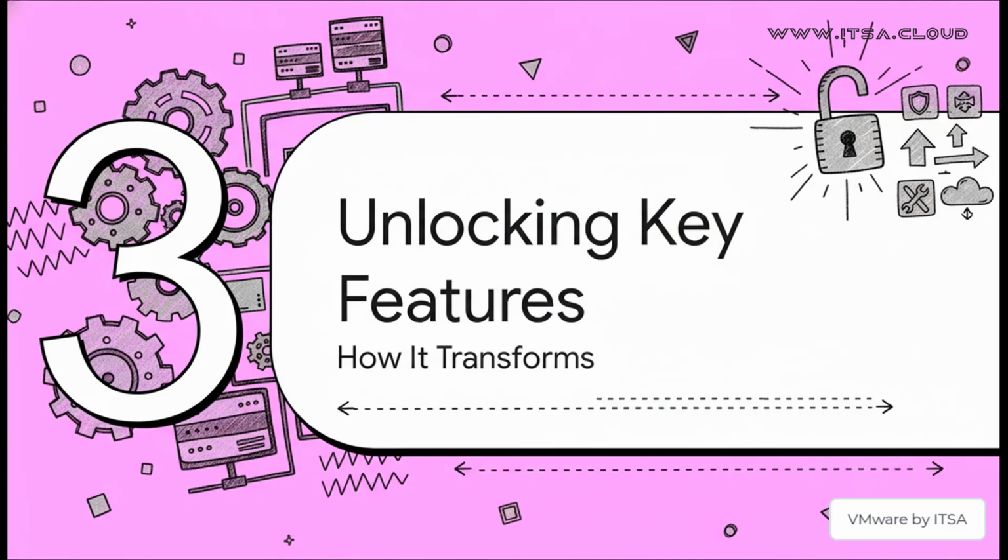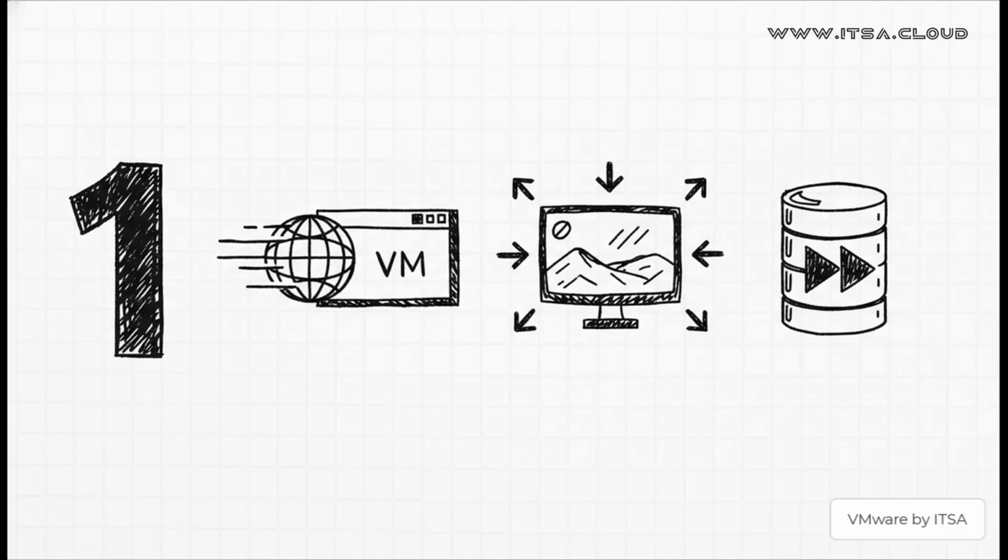Okay, so we know what it is. Now for the good part. What does it actually do? Because installing this isn't just some small tweak. It unlocks a ton of powerful features that completely change the game. And we can basically break down all these benefits into three main groups. First up is just raw performance. VMware Tools installs special network drivers, so your internet is way faster inside the VM. It gives you advanced graphics drivers, which is how you can finally crank up the resolution and get smooth video. And it even upgrades the storage drivers, so your virtual hard drive feels a whole lot snappier.